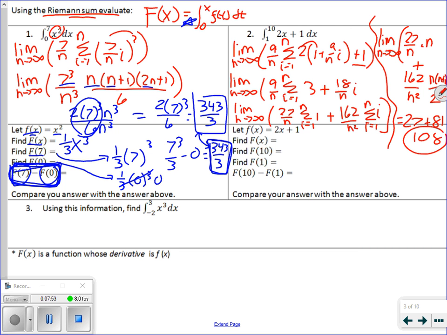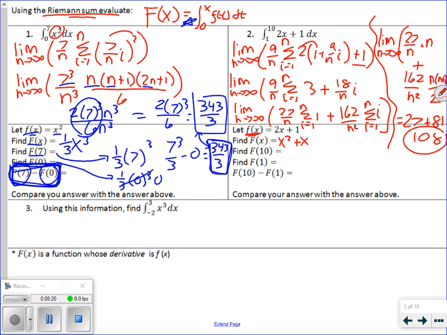Now, that's the long way. Let's think about the new way. This is actually leading into FTC part 2. What if I found the actual integral, capital F of x, of this? What if I work backwards? Well, 2x is really x squared, and 1 is x. That's working backwards from derivatives. The derivative of x squared is 2x, and the derivative of x is 1.